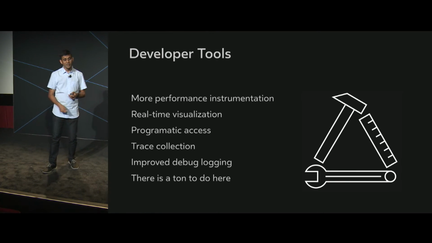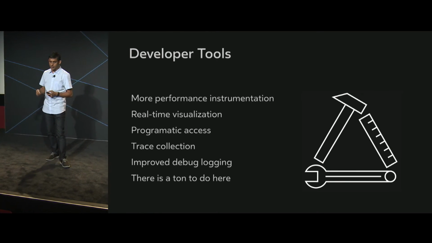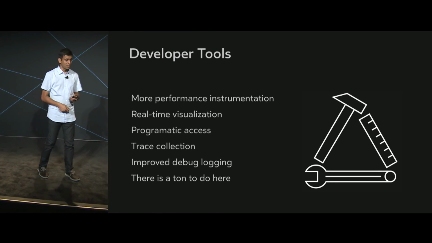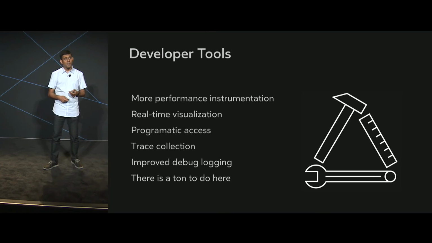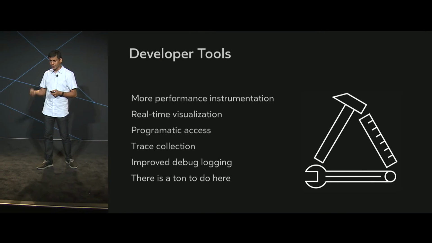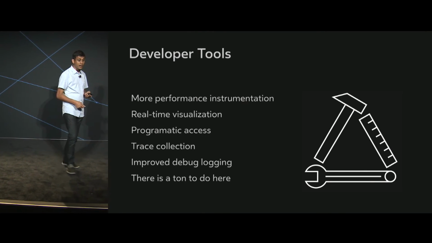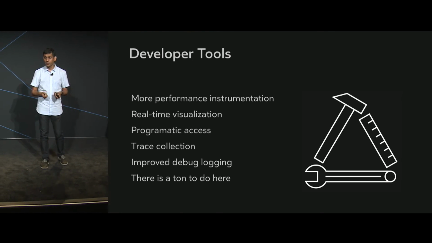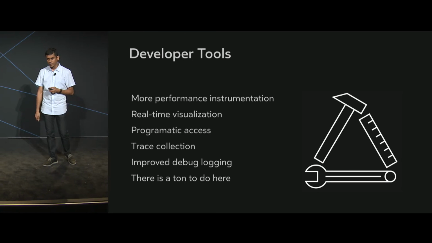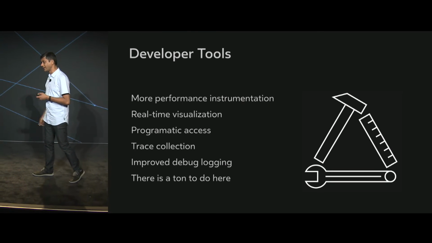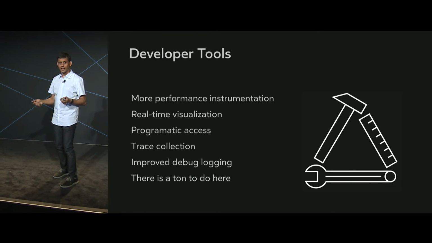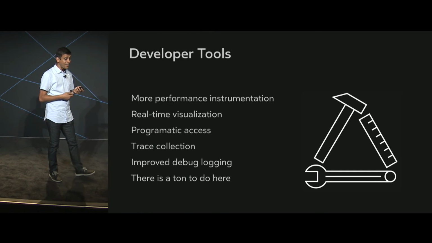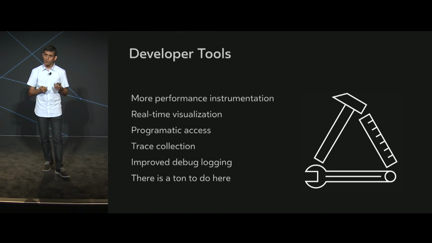Another big area of investment for us is developer tools. We're going to be spending a lot more time on this moving forward. We want to add a lot more performance instrumentation, more real-time visualization like we're doing with the Perf HUD. We want to give more programmatic access to these stats that the app can use for its own validation and so on. We want to have modes where we can collect all these stats in a trace that can then be analyzed offline. We want to add more stuff to our debug logging to make it more informative.